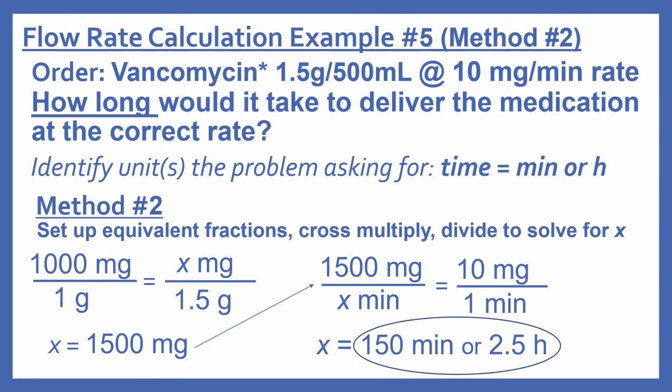So now we can set that up with our rate to solve for our time. So 1,500 milligrams per x minutes, that's what we're solving for, equals 10 milligrams per 1 minute. So if we have 1,500 times 1 is 1,500 divided by 10, that gives us 150 minutes, or when we divide by 60, that gives us 2.5 hours.